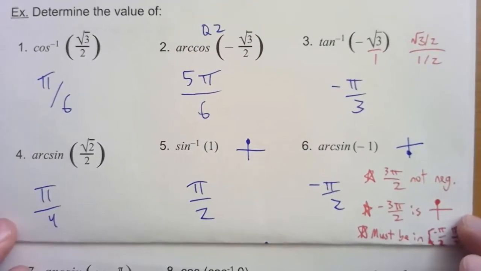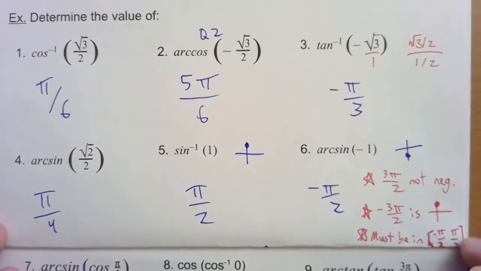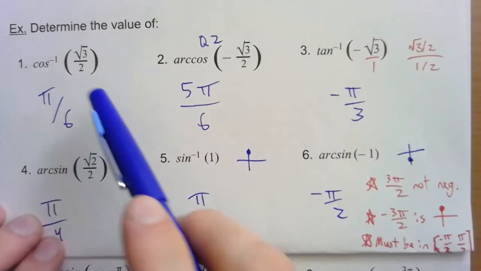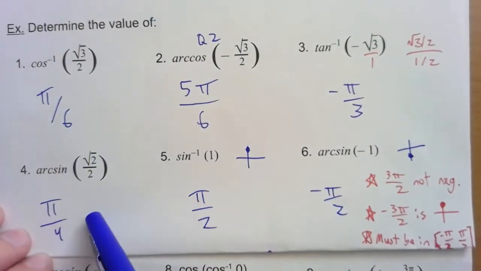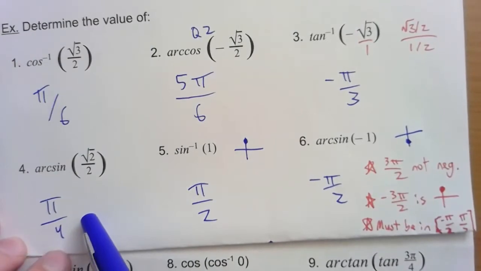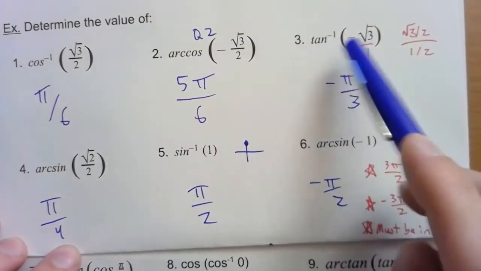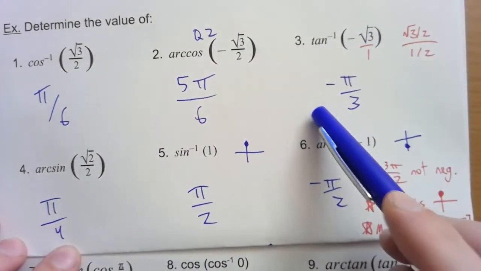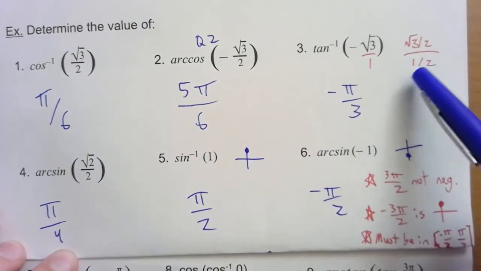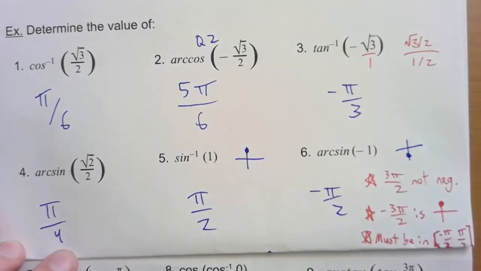All right, and so here are the answers. So again, these ones that were positive, you don't have to think about that too much. Those are straightforward. Just give that first angle right there. Inverse tangent of a negative, we just stick a negative on it. So we knew it had to be pi over 3 to have the y be root 3 over 2, the x be 1/2, and then we just stick a negative on it.